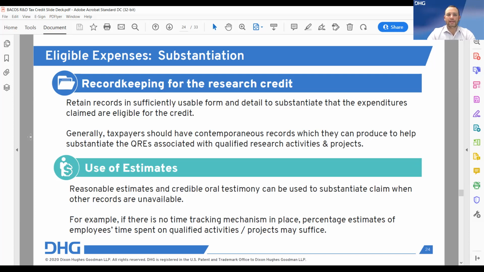And then at the bottom here, use of estimates, just to touch on that again. You don't have to have very exact and detailed time records to the penny and to the minute. It just has to be reasonable and credible for what you're looking to include. And that's when you have the ability to try and put together some contemporaneous records and evidence that help support those estimates, as opposed to having exact time tracking detail in every case.